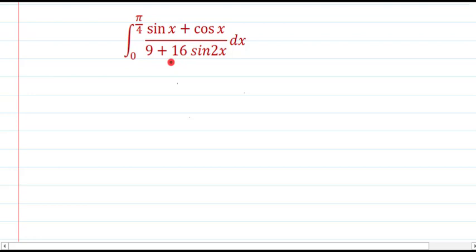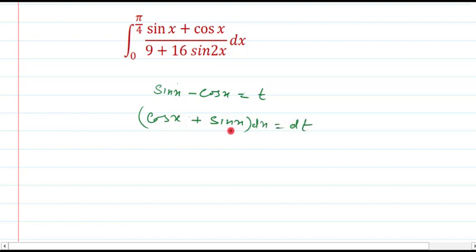The very first step is to put sin x minus cos x as t. Why are we substituting this? This is because if we find its derivative, it is cos x plus sin x dx is equal to dt, which is nothing but simply the numerator of the given function. So this whole numerator can be written as dt.